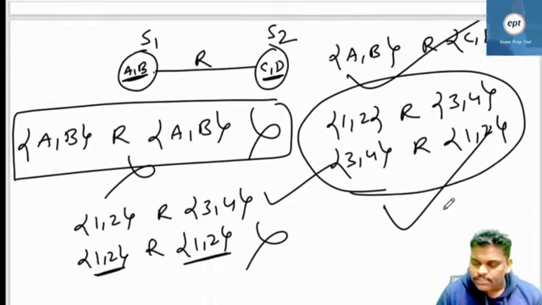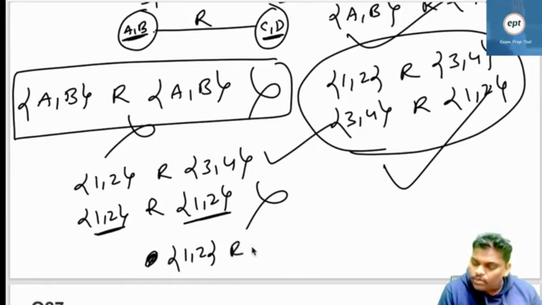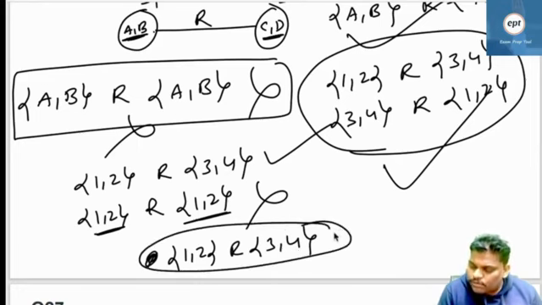Now can you see this? Everyone listen. {1,2} is related to {3,4}. That is the one thing. Next one, {3,4} is related to {5,6}.